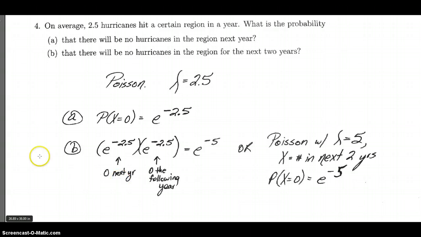Another way we could do it is split it into first year and second year. So now we're looking in terms of each year. Notice that we get to decide what our interval is. In that case, getting 0 this year and getting 0 this year, they're independent. We're assuming they're independent. We multiply those out to get e to the negative 5th.